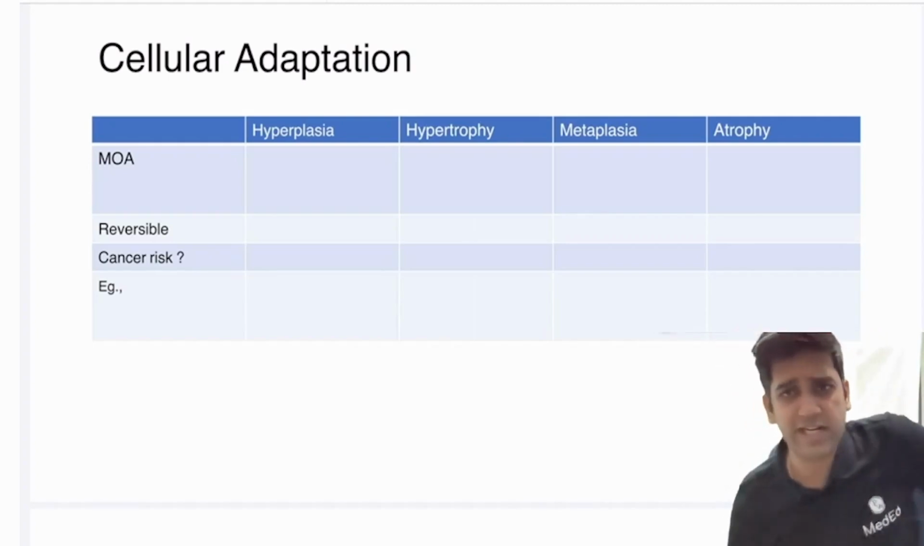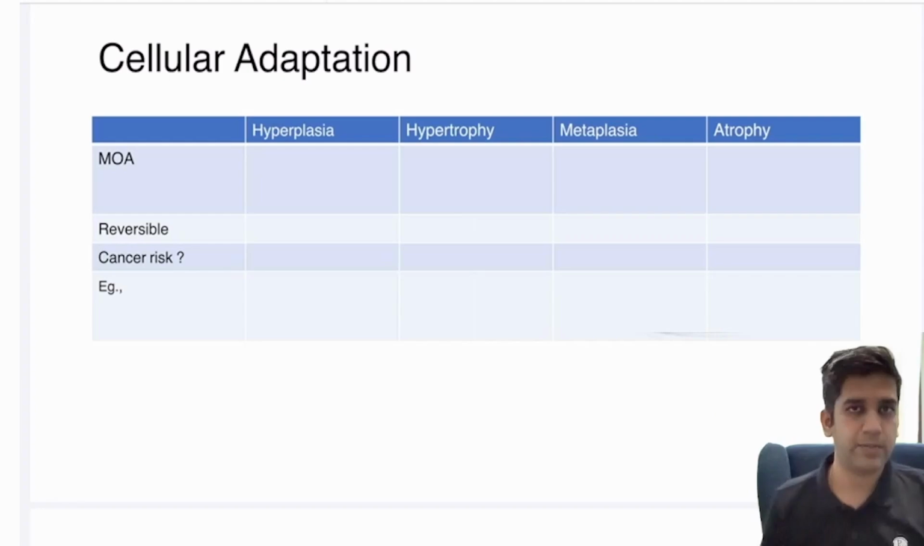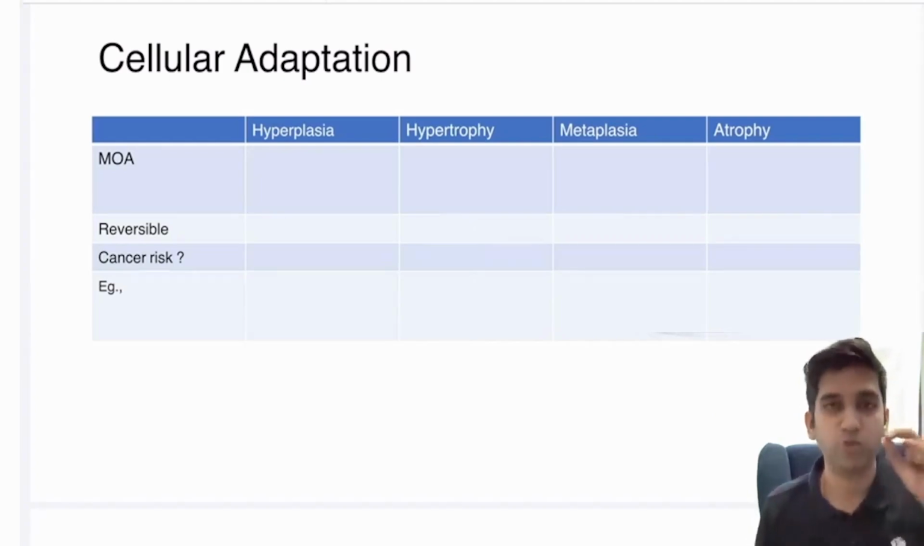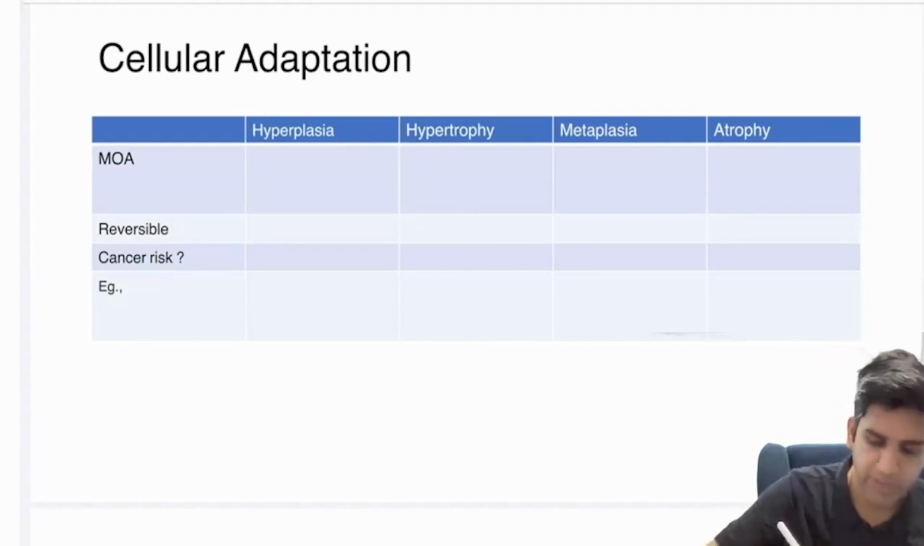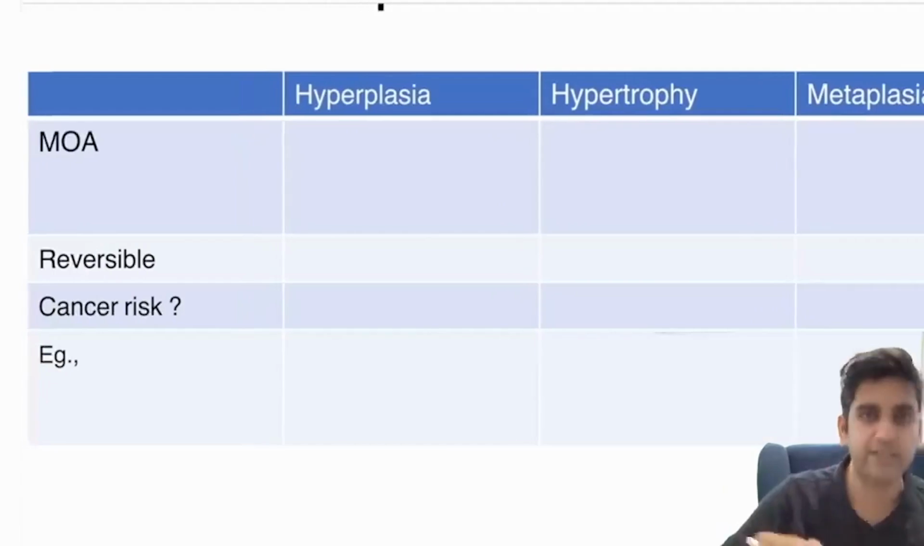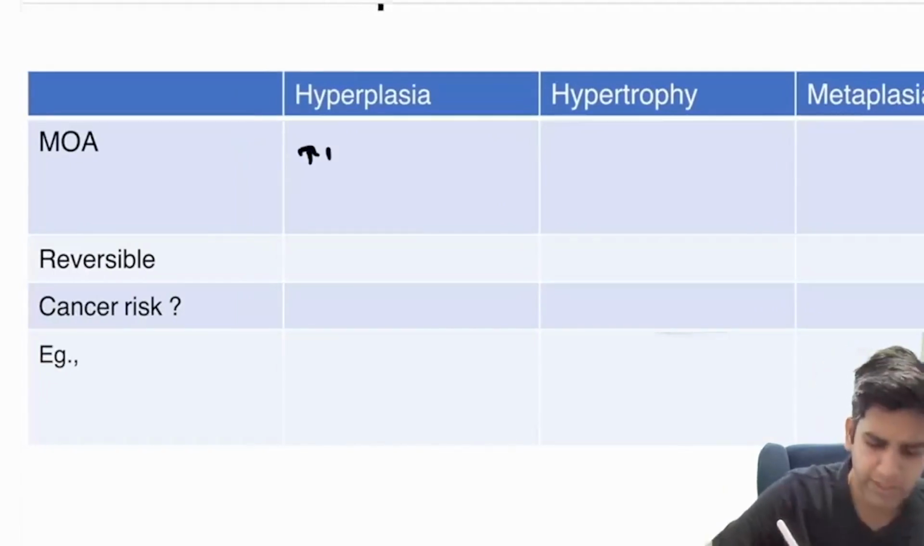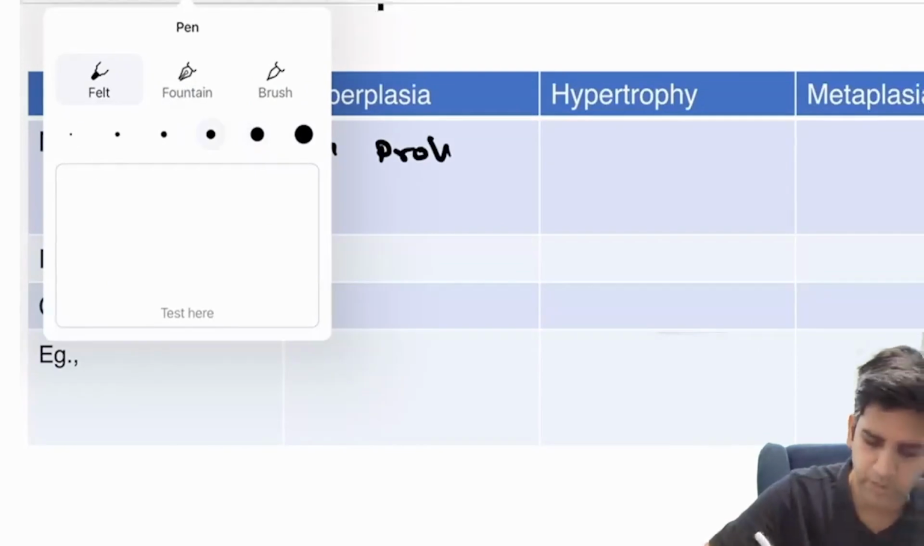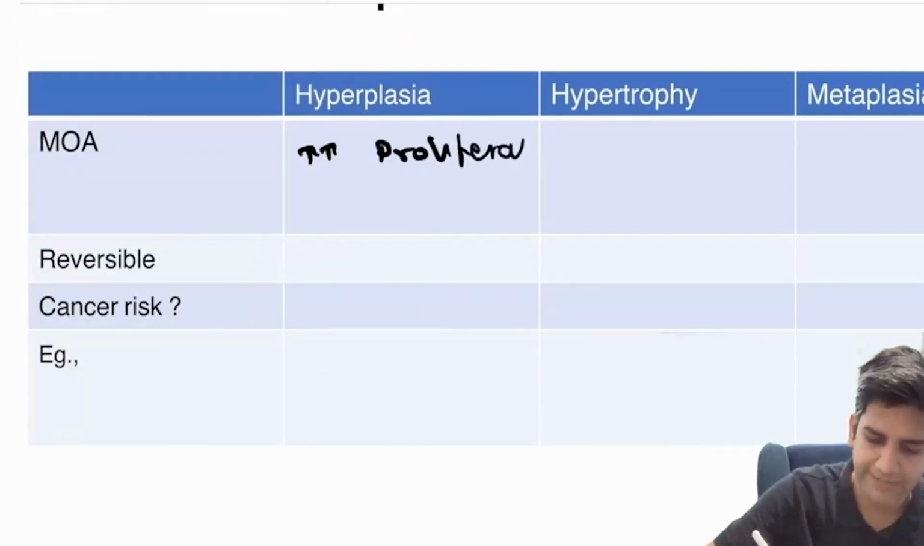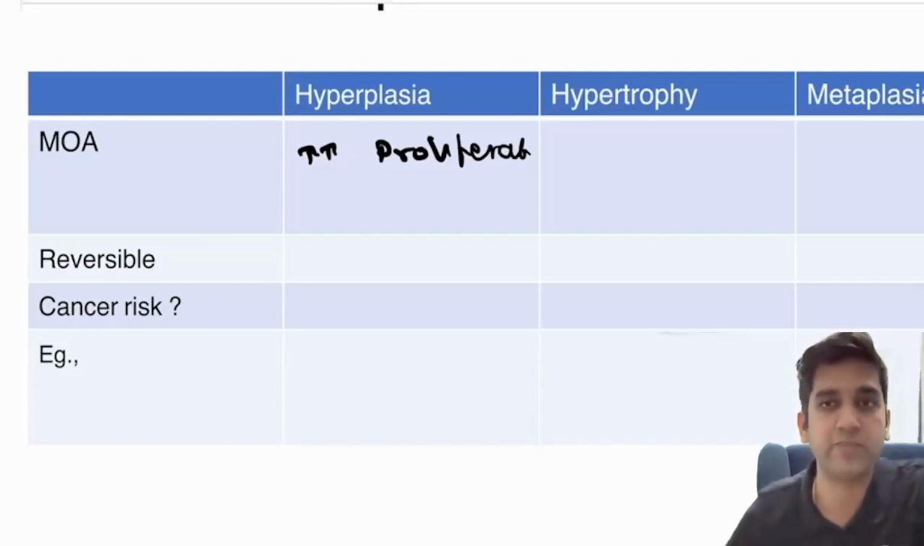So first thing is about cell adaptation, right? So there are 4 types of cell adaptation. You know that by default. There are few pointers which has been repeated in cell adaptation. One is the mechanism of action. In hyperplasia, you know for a fact the mechanism of action in hyperplasia is increased proliferation with the help of stem cells, right? With the help of stem cells, that's increased cell division is the mechanism for hyperplasia.